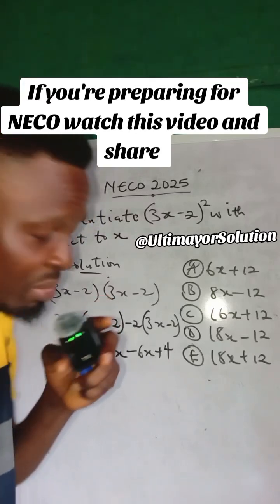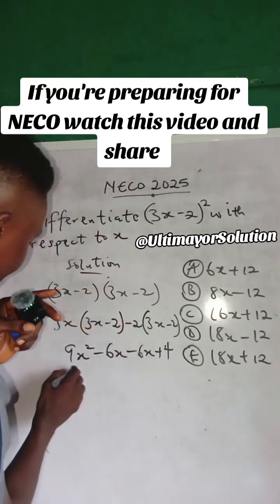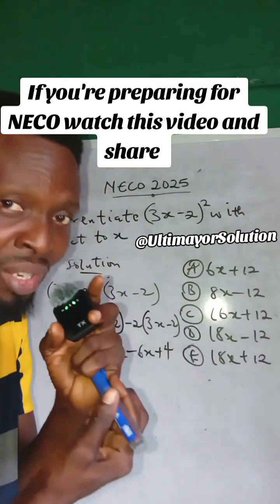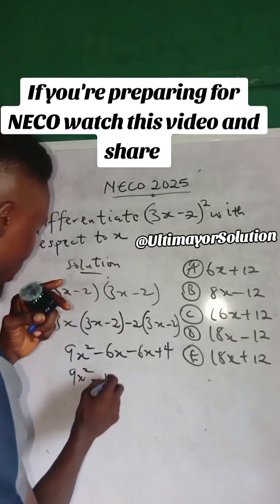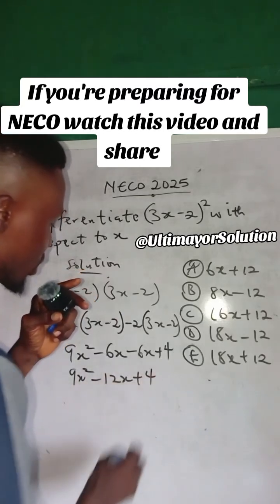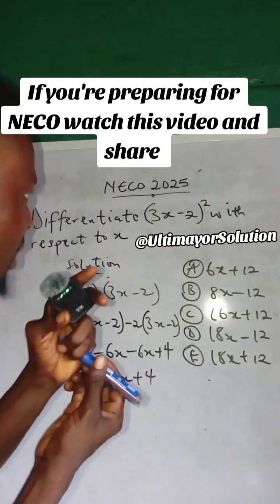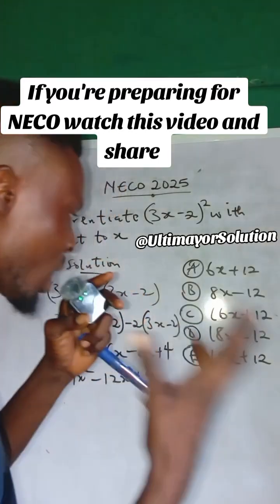We now collect like terms. So this x and this x will come together. So we have 9x squared minus 6x minus 6x. Minus 6 minus 6 gives us minus 12, so we have minus 12x plus 4. So we are now in the last step. Let's differentiate this 9x squared minus 12x plus 4. So how do we differentiate?